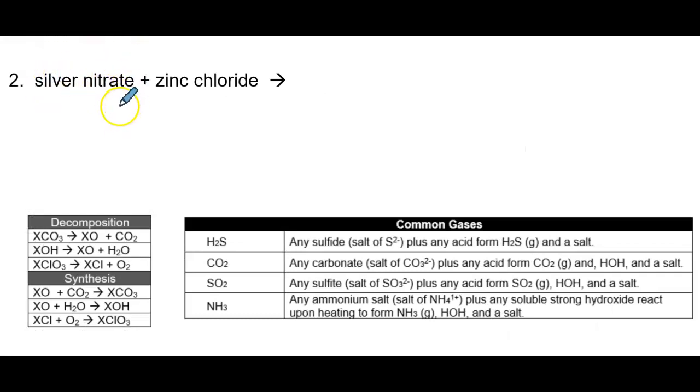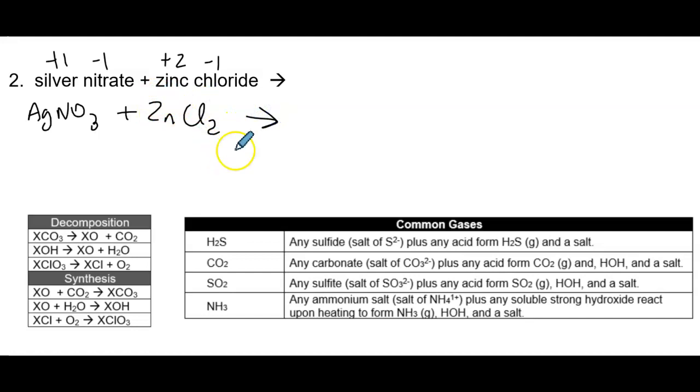Okay, we got silver nitrate and zinc chloride. So we're going to start by coming up with the formulas. This is a +1, this is a -1. If you don't know how to find these, or if this is still a struggle, as I said before, please reach out. So Ag goes with NO3, if I crisscross reduced, and zinc is like that. Bring the 2, bring the 1.